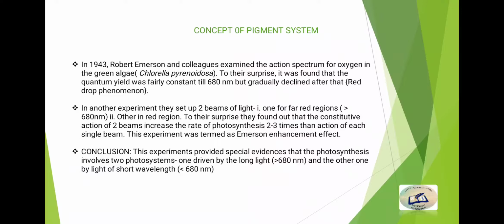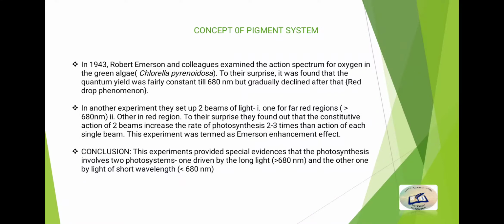Which green algae did they use? Chlorella pyrenoidosa. Please keep this in note. And to their surprise, what did they find? That the quantum yield was fairly constant up to 680 nanometer, after which it declined. That means in the far red zone it declined, but before that it was fairly constant.